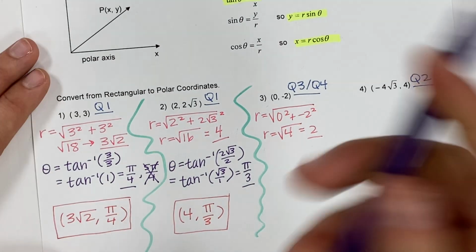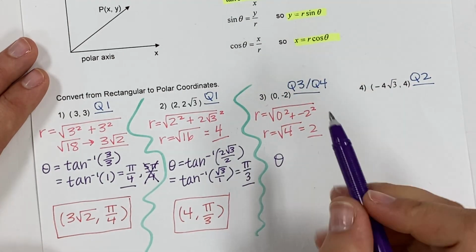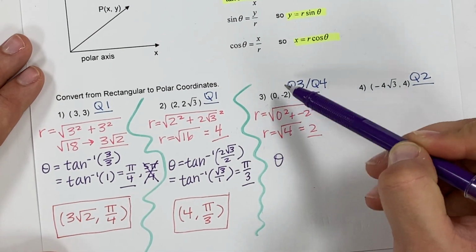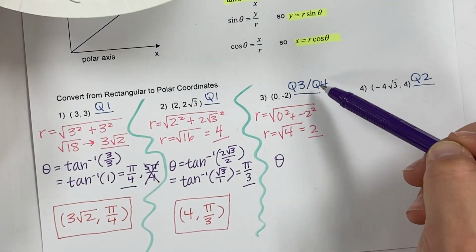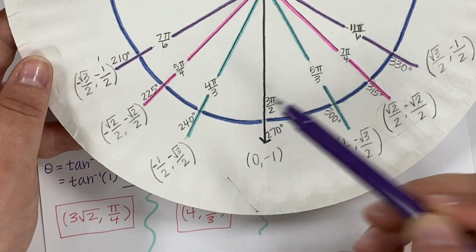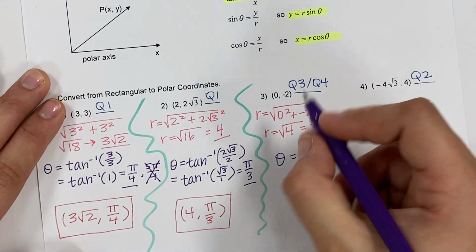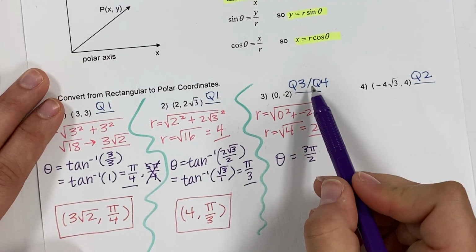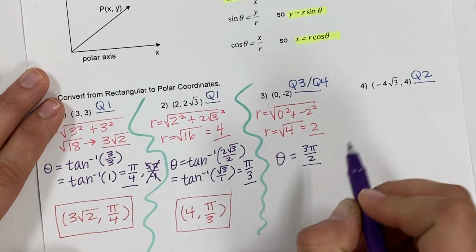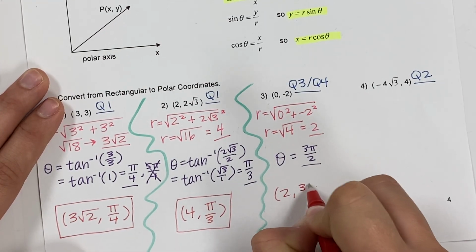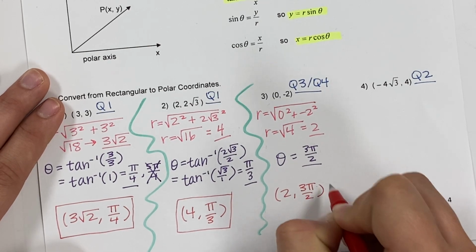Okay, now theta. Theta is really easy because you only have one spot you can look at. This is on the line between quadrant 3 and quadrant 4. Well, that's right here. So you know your answer is already 3 pi over 2. You can solve if you want, but there's only one spot that that's available at. So my answer is 3 pi over 2.